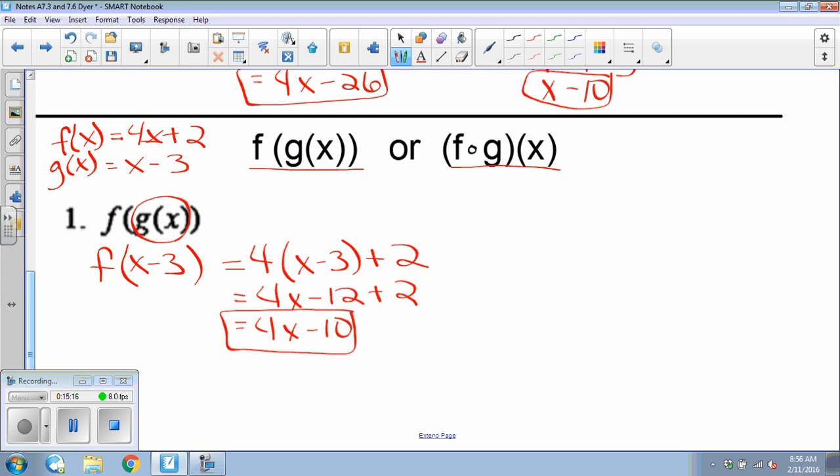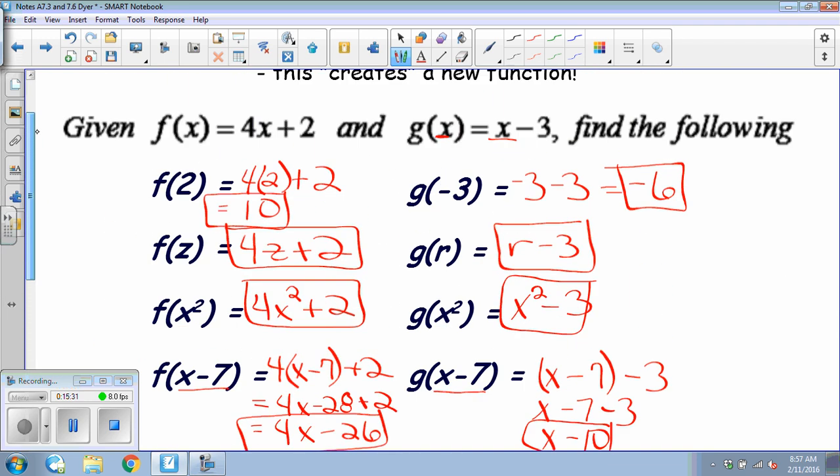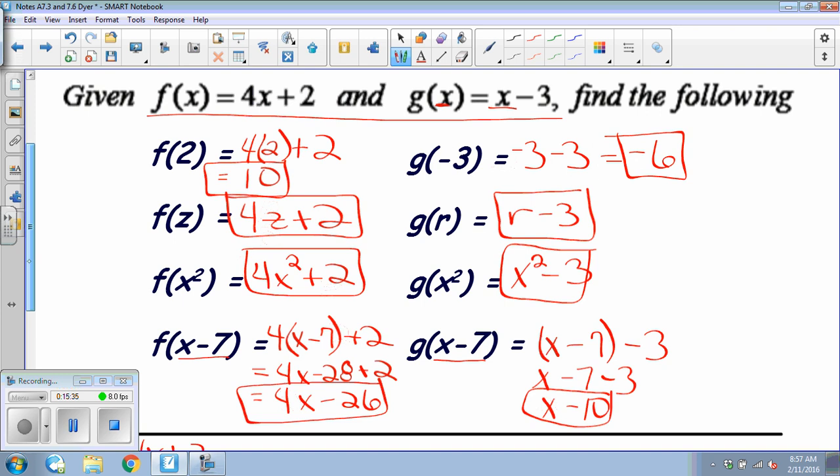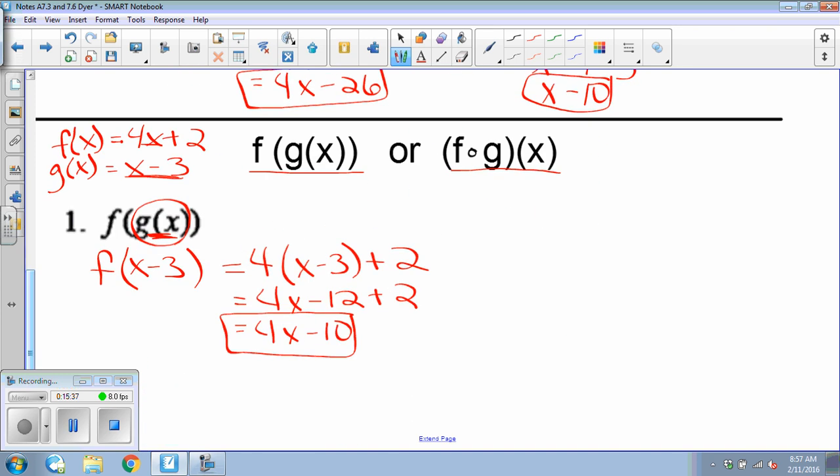Wait, so how do you solve this without any other function? g of x is x minus 3, because that's what they told us. How do you know that? Because in the very top, we're still using the same two functions. I rewrote them down there so we could remember what they were.